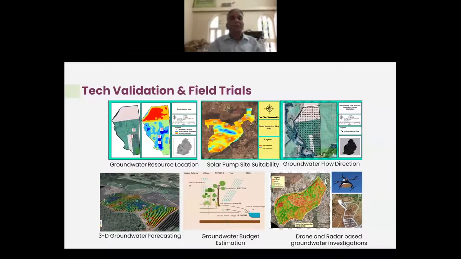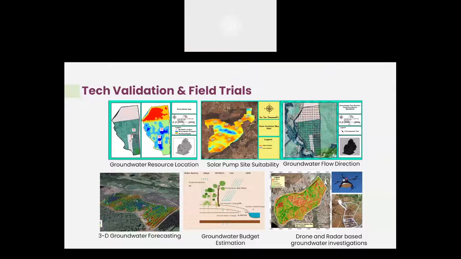Now, we have validated this technology reasonably in the alluvium area. As you can see in the top left figure, this is one of the regions near Khajuraho in Chhatarpur district. The dark blue patches show the groundwater pockets and solar pump resistivity. Then in the same area, we are giving the flow direction, three-dimensional map, and groundwater budgeting. Incidentally, we also have a drone and radar-based groundwater investigation facility.